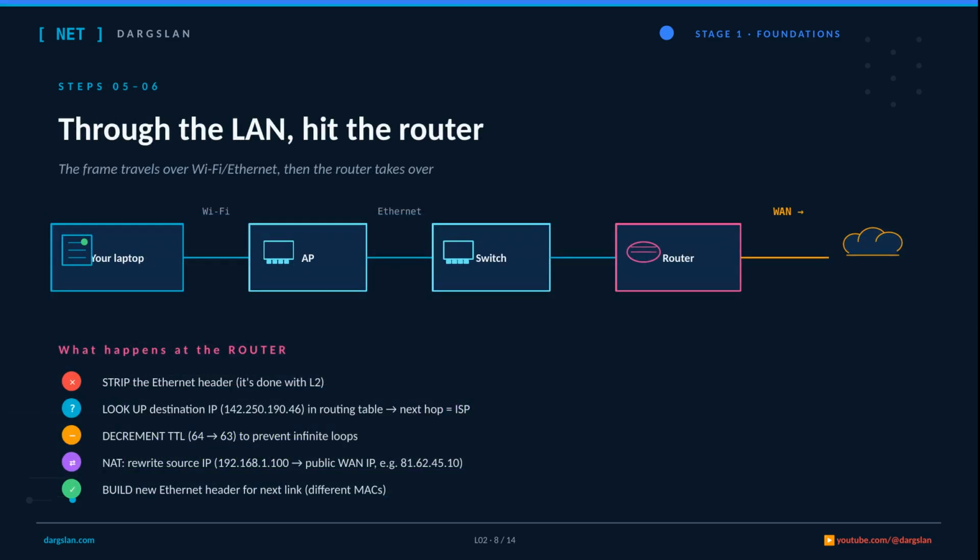That frame now leaves your laptop, hopping over Wi-Fi to the access point, then over Ethernet through the switch until it lands at your home router, and this is where the real work begins.